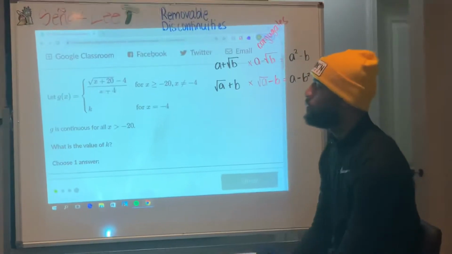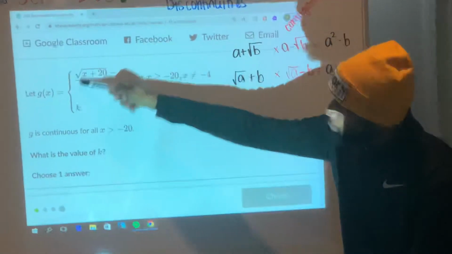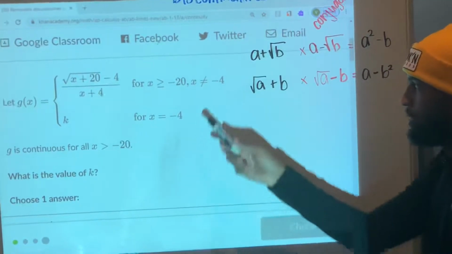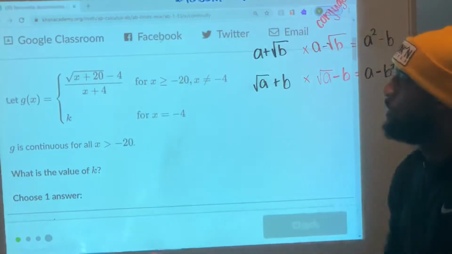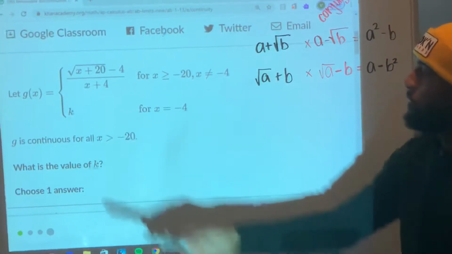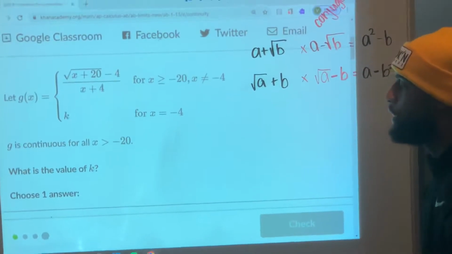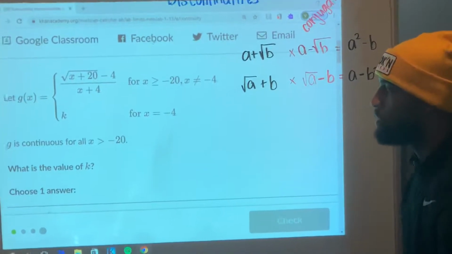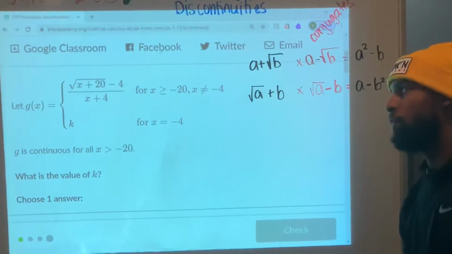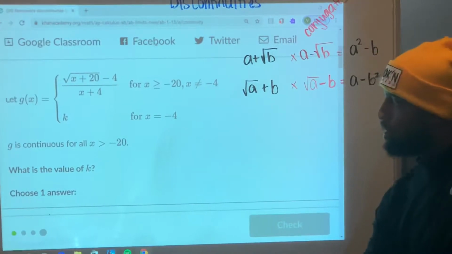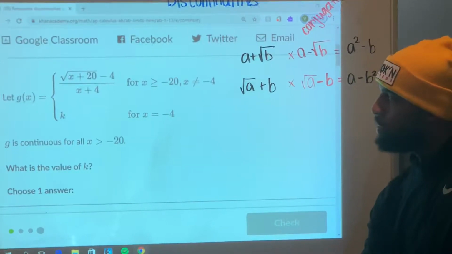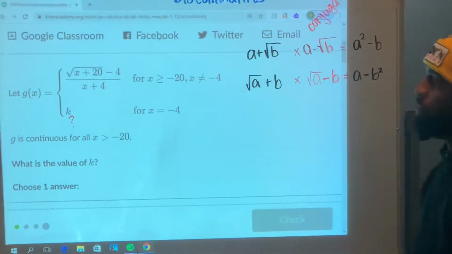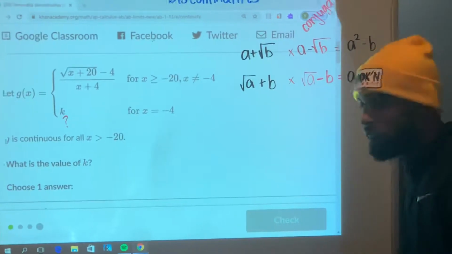Here's our problem. It says let g of x be this piecewise function: when x is greater than or equal to negative 20 and x is not negative 4, it follows this rule. For x equals negative 4, it follows this rule right here. G is continuous for all x greater than negative 20. So what is the value of k? We are looking for this number right here.